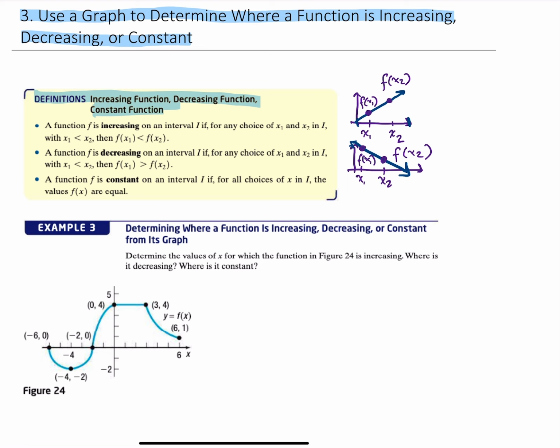And then it's constant if on the interval all of the f of x values are equal. So all of the outputs are equal. So constant would be a flat horizontal line. So imagine now this is our graph. Here's our x1 and our x2. F of x1 is equal to f of x2. So always just think in terms of going from left to right. Is the graph going up? Is it going down, or is it staying the same?